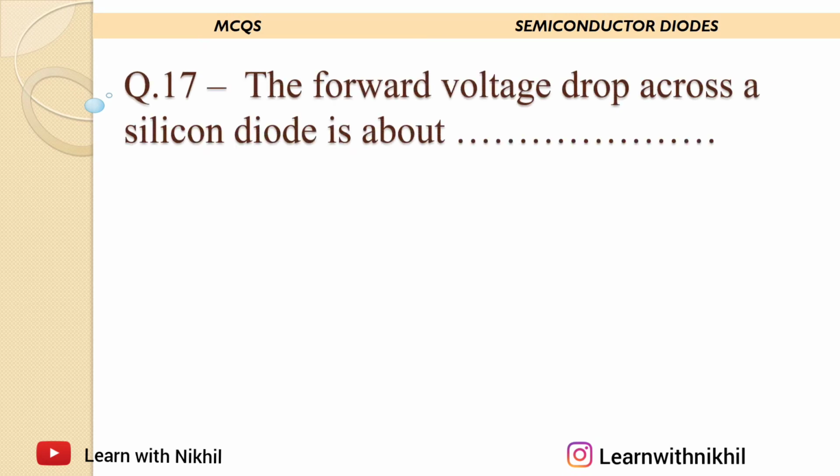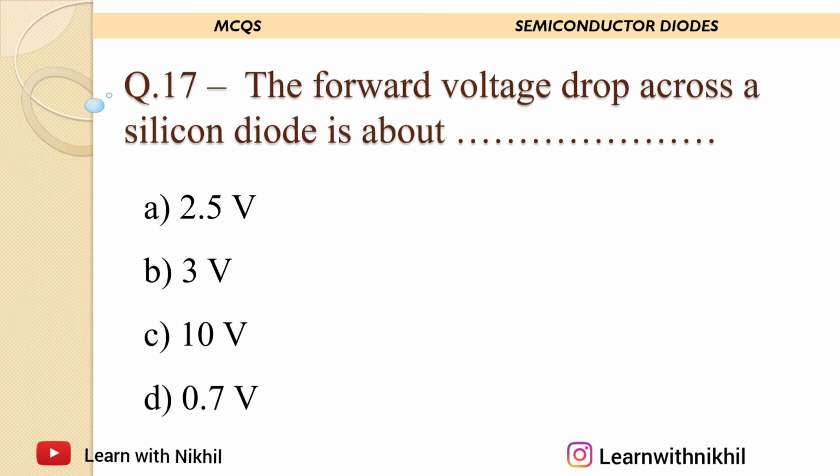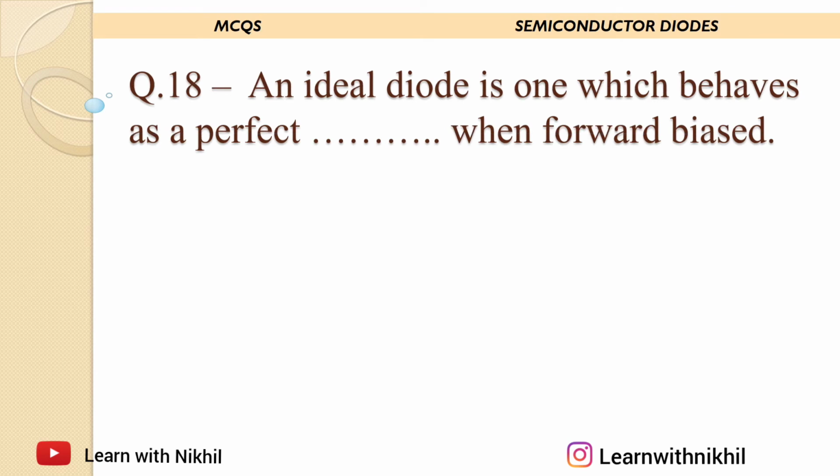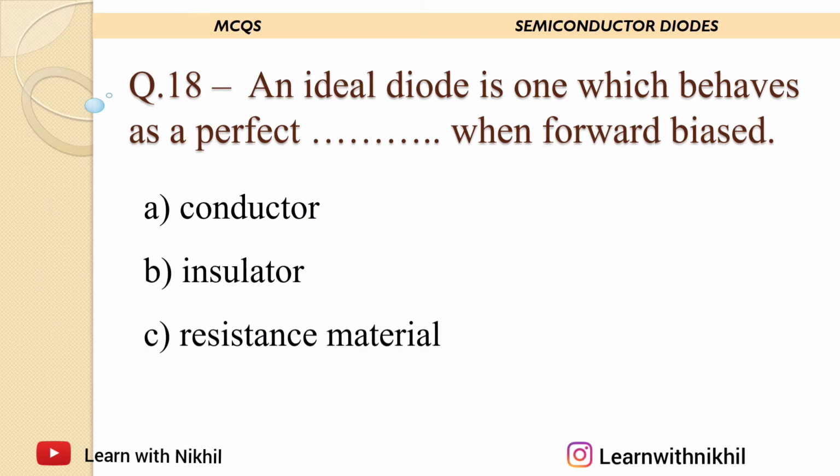Next, the forward voltage drop across a silicon diode is about dash 2.5 volts, 3 volts, 10 volts or 0.7 volts. As you know, in a silicon diode, the forward voltage drop is 0.7 volts. Next question. An ideal diode is one which behaves as a perfect dash when forward biased. Conductor, insulator, resistance material or semiconductor. As you know, when the diode is forward biased, it acts as a short circuit or as a conductor.